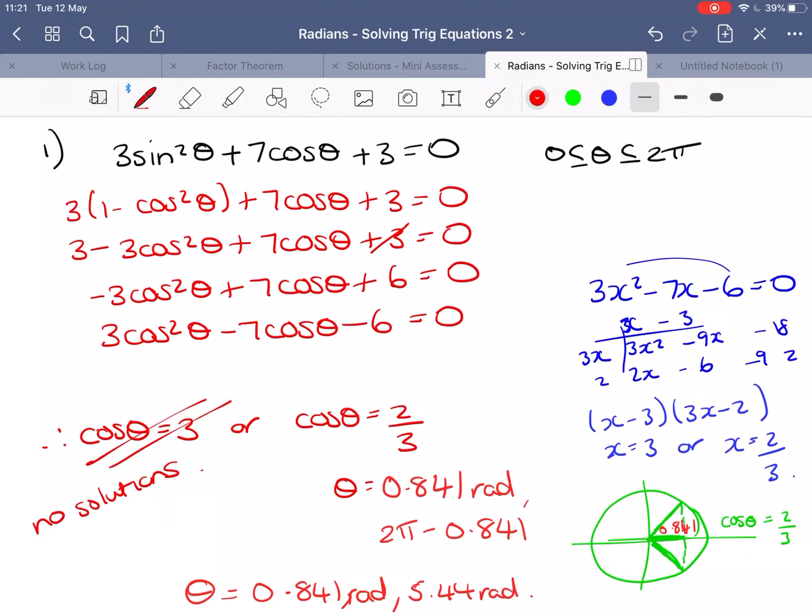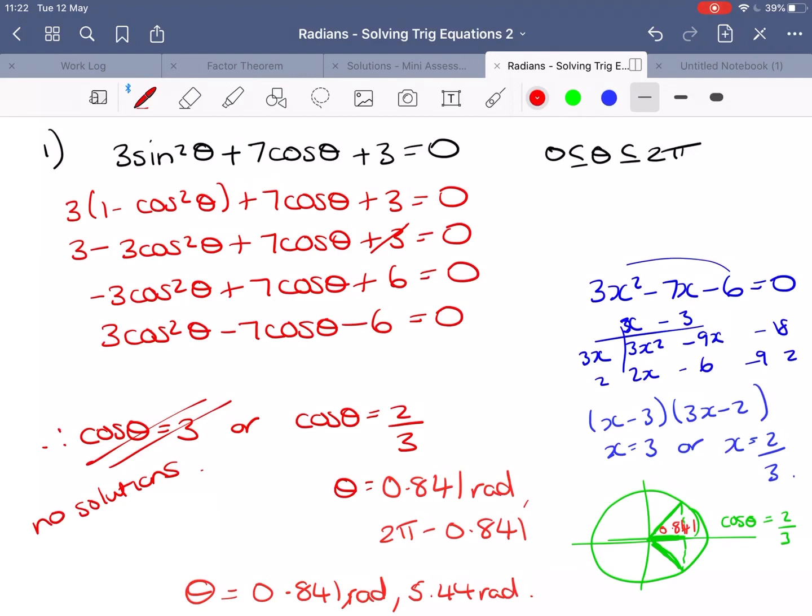So again, we've got to use sin squared equals 1 minus cos squared. We end up with the quadratic equation, which is 3x squared minus 7x minus 6 equals 0. I did factorise, but you can use your calculator. If you want to practice your factorisation, though, it's always a really good way to do it. So we end up with cos theta equals 3 or cos theta equals 2/3. Well, the first one's got no solutions. Second one, we've already done this one, 0.841 radians.